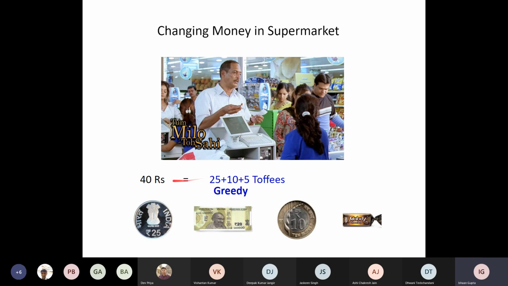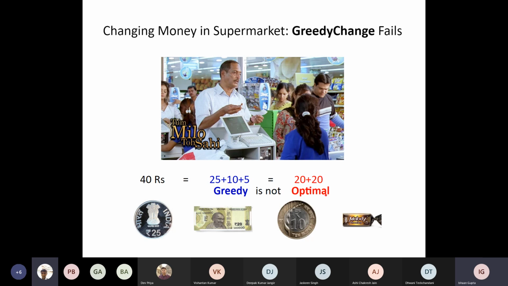So you'll start with the maximum denomination, which is 25. The remaining is 15. Then you'll go for the 10 rupee coin, and then at the end, you're going to end up with 5 toffees. And you know that the right solution would be giving you 2 20 rupee notes instead of these coins and toffees. So everybody is clear why this is a problem that everybody faces.